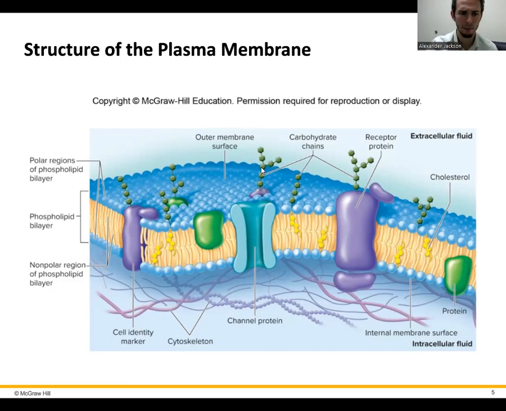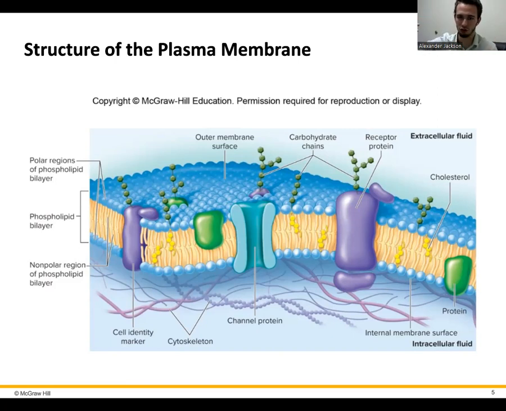I also talked about carbohydrate chains already. These can be cell identifying markers as well. And then sometimes you have what's called receptor proteins, okay? Receptor proteins are going to receive some sort of signal that will bind either to the sugar part or the protein part, depending on what it is, and it'll tell the inside of the cell to do something. So it's almost like you're receiving a message here and you're doing something on the inside here.